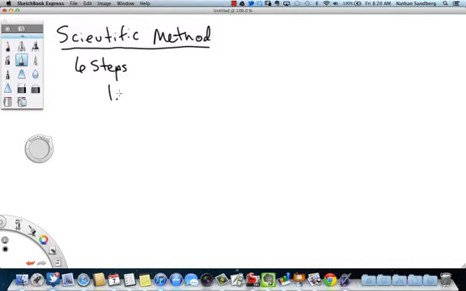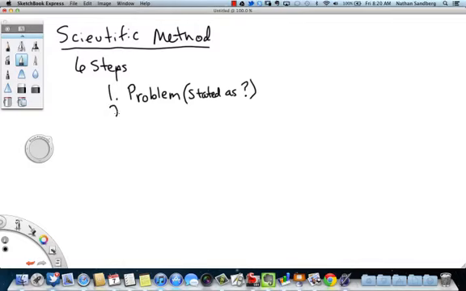The first one is problem. There was always a problem that we're trying to solve. And in the scientific method, it is usually stated as a question. Okay, it's usually stated as a question. For example, how come my car will not start? That can be one type of problem that you encounter in the scientific method.